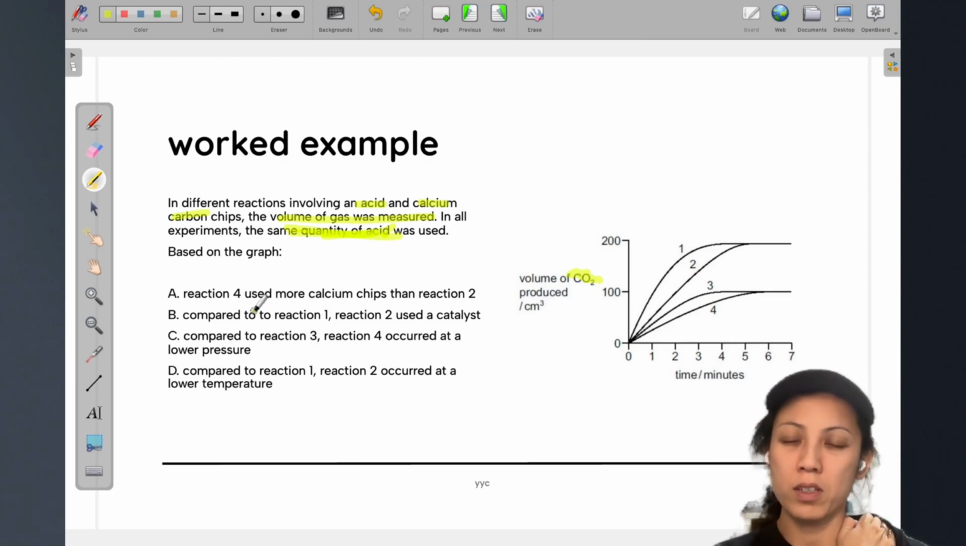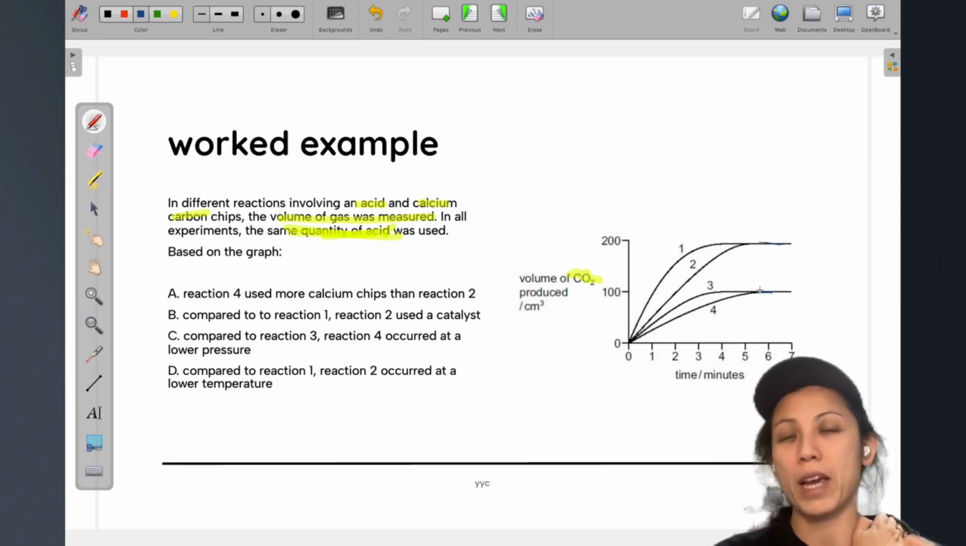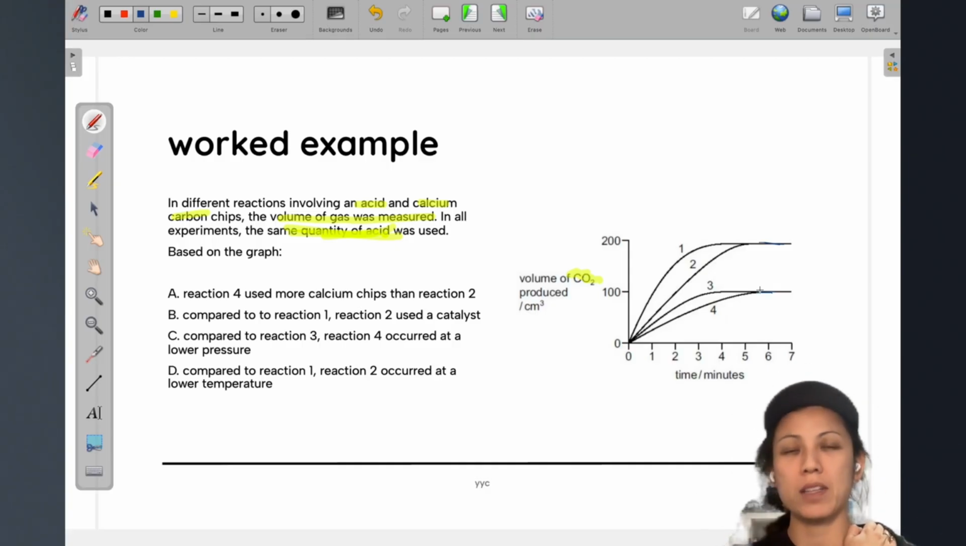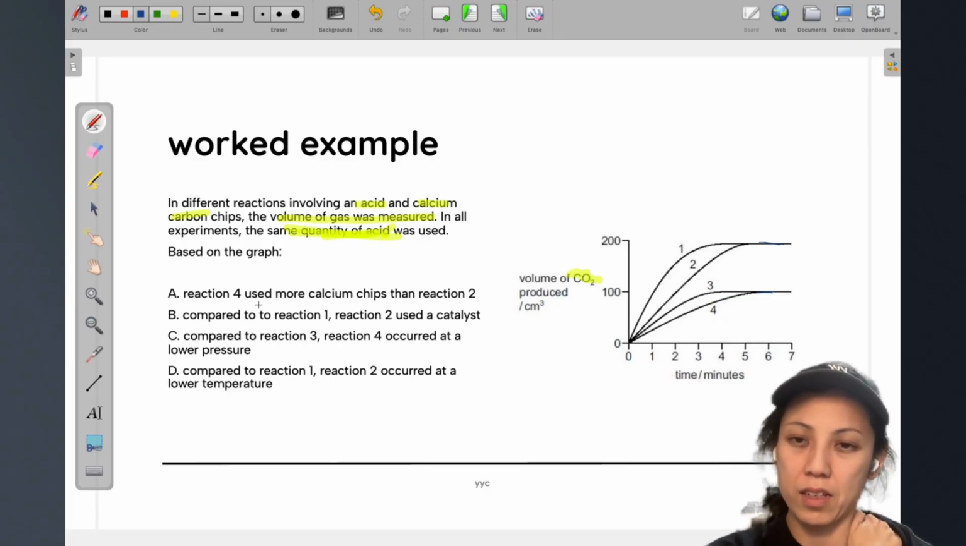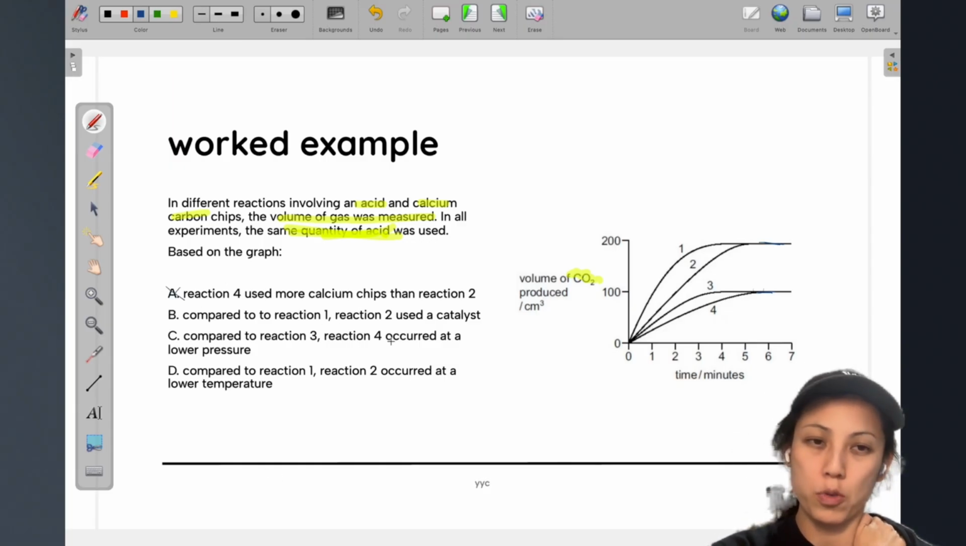Reaction 4 used more calcium chips than reaction 2. So let's compare 4 and 2. Now, if you're going to use more calcium chips, you're going to produce more carbon dioxide, right? Given that the acid is the same, and let's assume that the acid isn't the limiting reagent. So if that's the case, then reaction 4 couldn't be that, because it's actually making less than 2, so it won't be that.